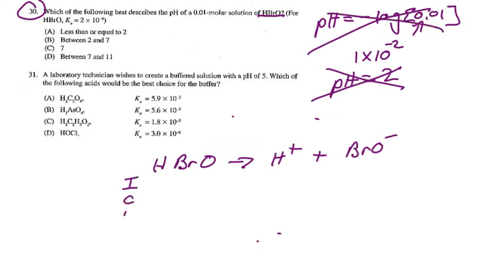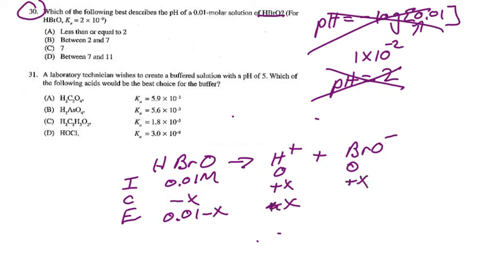You would say this is 0.01 molar. You would say these are 0. This goes down by x, so it'd be 0.01 minus x. These would go up by x and up by x, so they would be x. And then you would take these numbers and plug them into an equilibrium expression. You would use this Ka, which actually might be a manageable one. Let's try it out and see what happens.